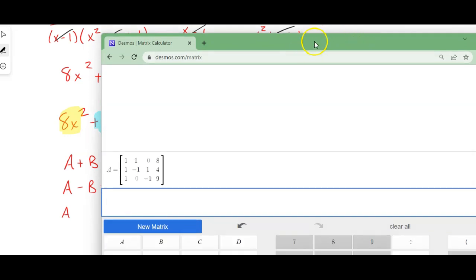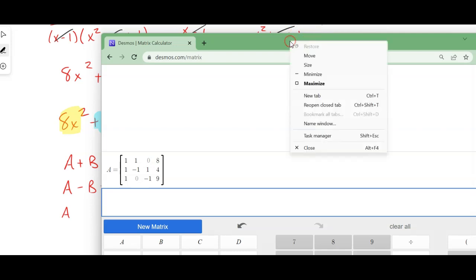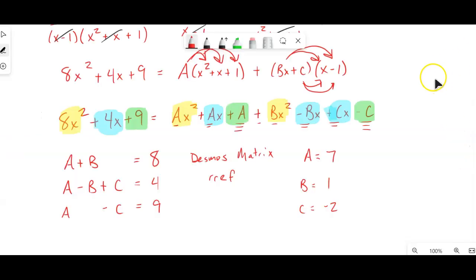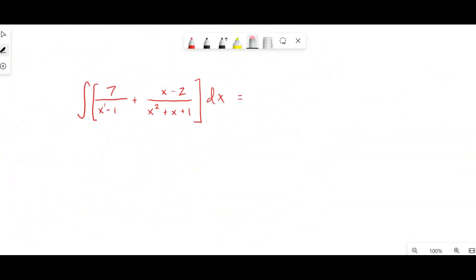So there's my matrix A, and then I want to go down to RREF of matrix A. There is my solution. So A is 7, B is 1, C is negative 2. So 7, 1, and negative 2. All right, and now I know what the form of the integral is going to look like. So the thing over x minus 1, A, was 7. The thing over x squared plus x plus 1, Bx plus C, was x and negative 2. So there's what the integrand looks like.